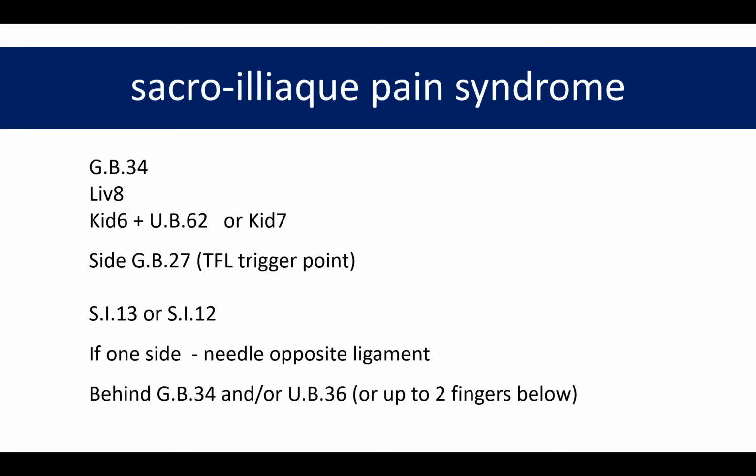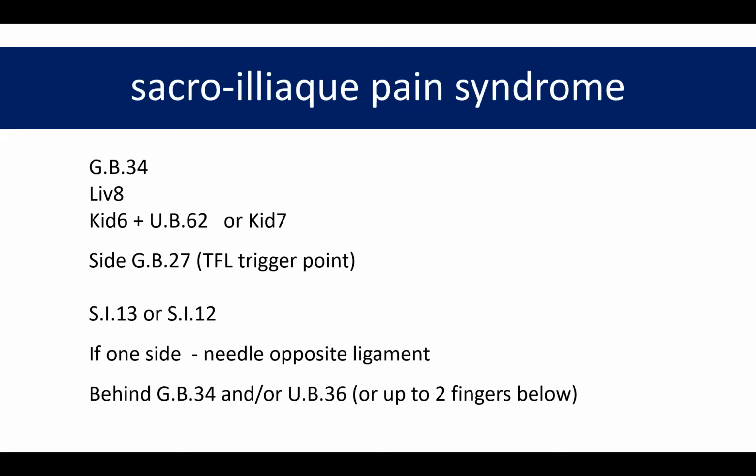Same side gallbladder 27, 28. The tensor fasciae latae, there's a trigger point there. It's the same Ushu again and again. I just wrote it at a different time, so I described it slightly differently. Then on the back, you can do small intestine 13 or small intestine 12. Remember, the scapula relates to the sacrum.